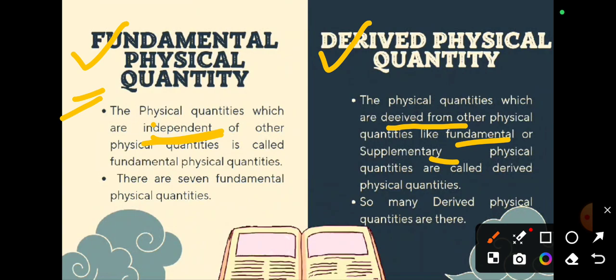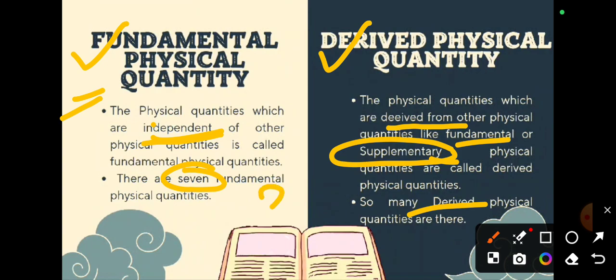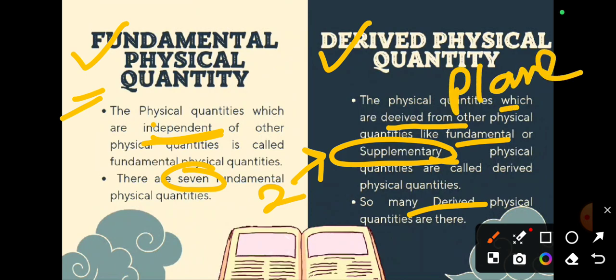How many fundamental quantities are there? Total 7 fundamental physical quantities are there. Also, you have to remember here we are talking about the supplementary quantities. There are total 2 supplementary quantities. What are those 2 supplementary quantities? One is plane angle and the another one is solid angle. Okay, units and the quantities, you just don't worry, we will see in the next video.